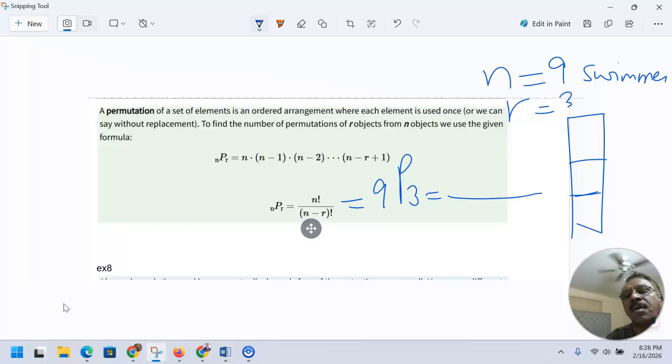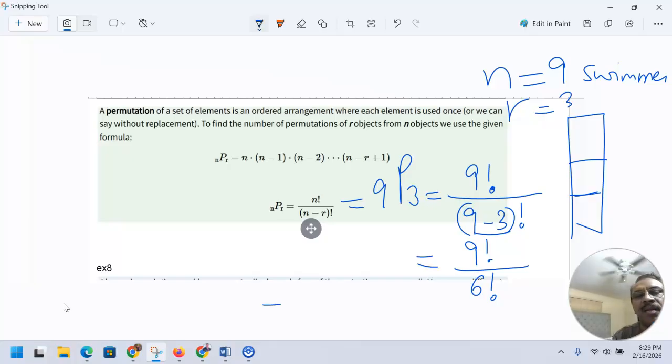So this becomes a ratio of 9 factorial divided by (9 minus 3) factorial, and that becomes 9 factorial divided by 9 minus 3, which is 6 factorial. Now, what I do next is, the 6 factorial I'll keep as it is, but the 9 factorial we can reduce and say, hey, 9 times 8 times 7, if you remember I showed this, and then I can write 6 factorial.